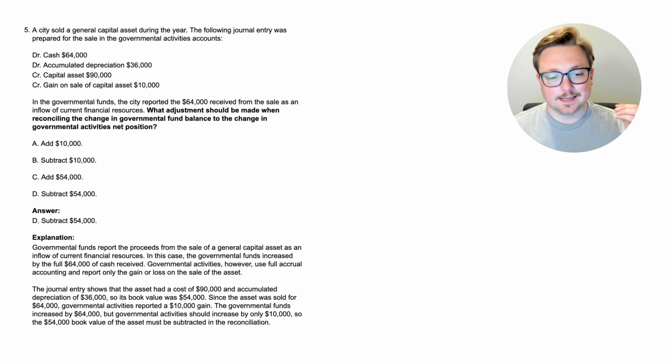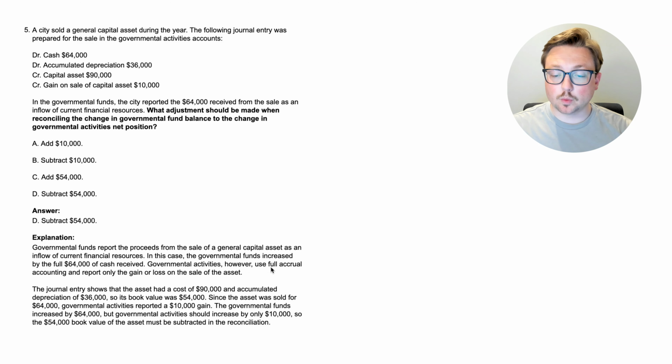The answer is D. You would subtract $54,000. So let's go through this to kind of understand what's going on here. Governmental funds report the proceeds from the sale of a general capital asset as an inflow of current financial resources. In this case, the governmental funds increased by the full $64,000 cash received. So this is what the governmental funds is recording, just this $64,000 of cash.